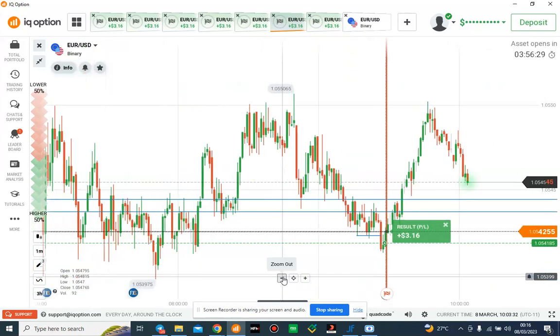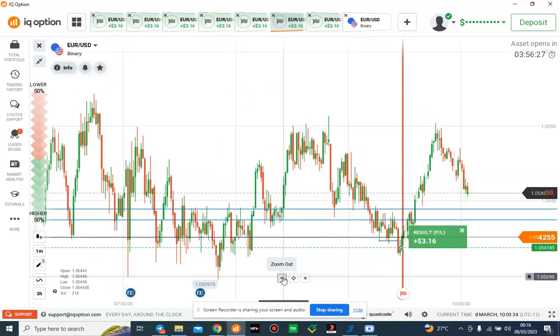So there's no need for you to overtrade the market. If you overtrade the market, you won't be able to make it.